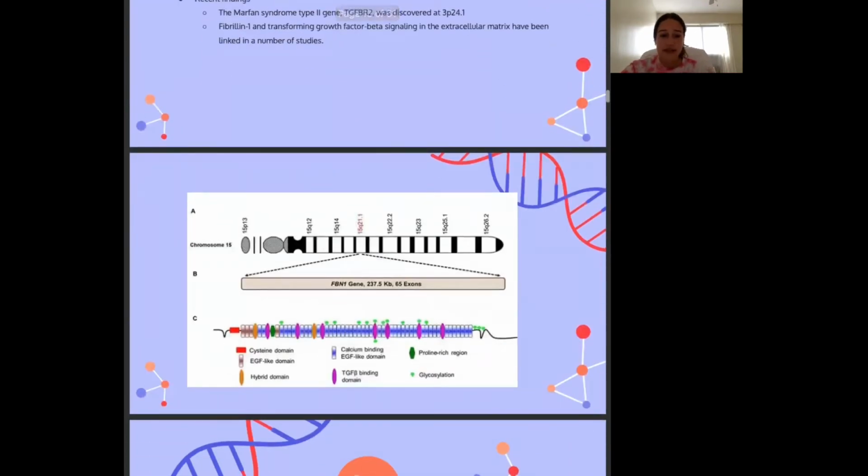And here we basically have a depiction of most of what was mentioned. This is chromosome 15, and here you see where the mutation takes place. Below here, you see how 75% of the gene is taken up by the calcium binding EGF-like domain. And you also see the TGF beta binding domain, as well as the hybrid domain, the cysteine domain, the EGF-like domain, the proline-rich region, and the glycosylation.